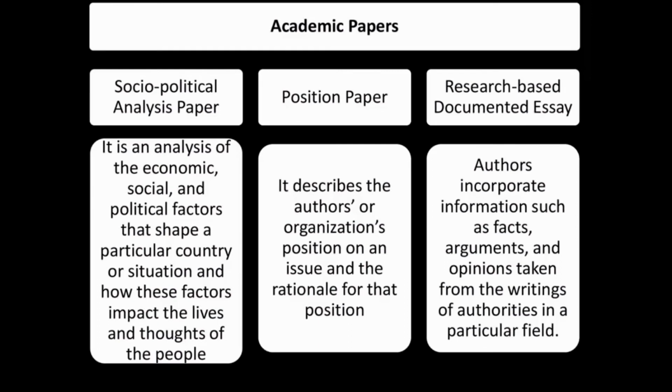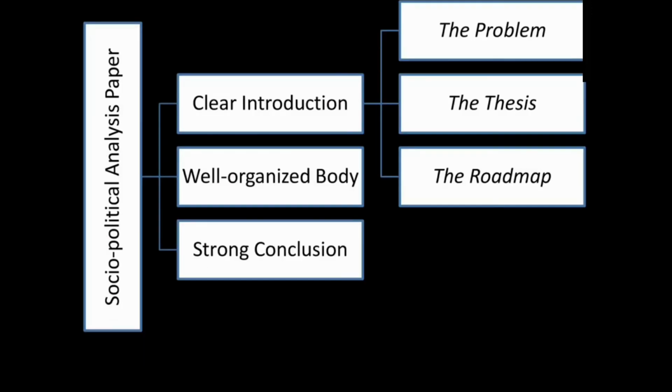Let's have the differences for each academic paper. For socio-political analysis paper, just like what I've mentioned, it will always have these three parts: clear introduction, well-organized body, and strong conclusion. But for the socio-political analysis paper, you need to state the problem, the thesis, and the roadmap. What do we mean by problem, thesis, and roadmap?